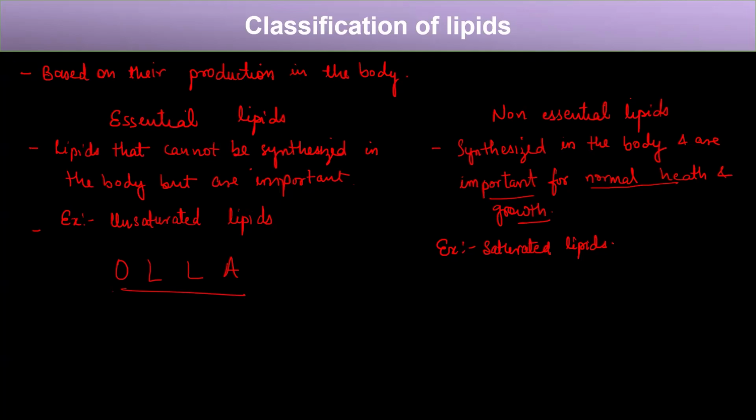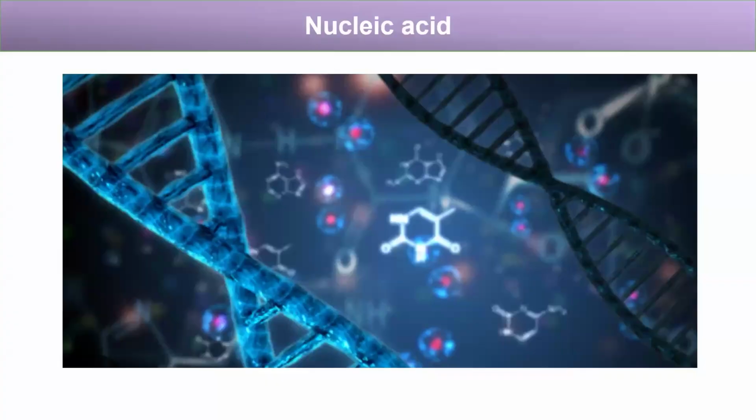So we saw we classify the lipids on two bases. One, on the basis of the structure of their components, it is simple, conjugated, and derived. And the second, on the basis of their production in the body. With this, we have completed another biomolecule, that is lipid. Now we are left with the last biomolecule, that is called nucleic acid. So now we'll study about the nucleic acid.